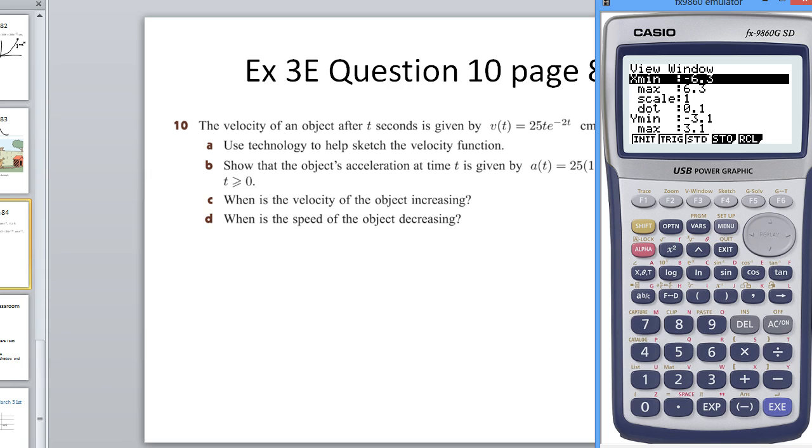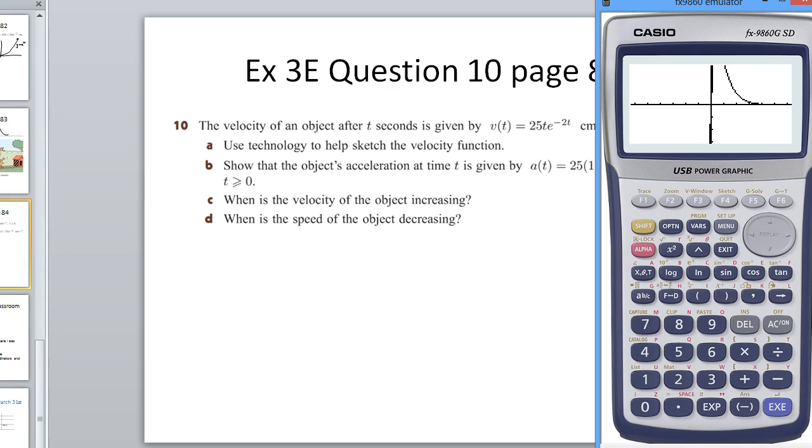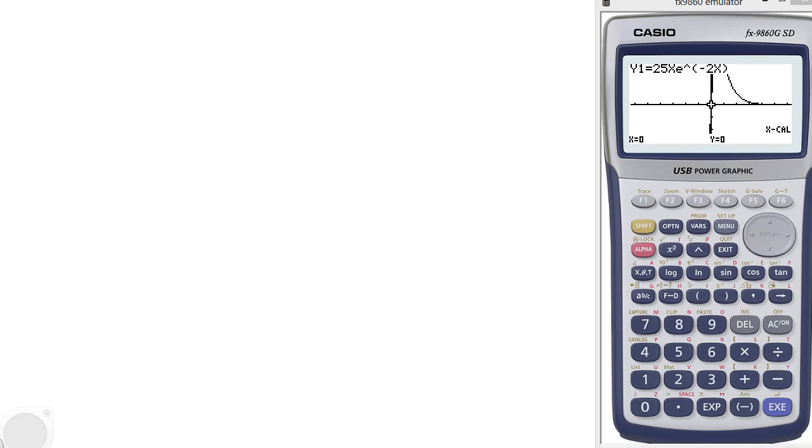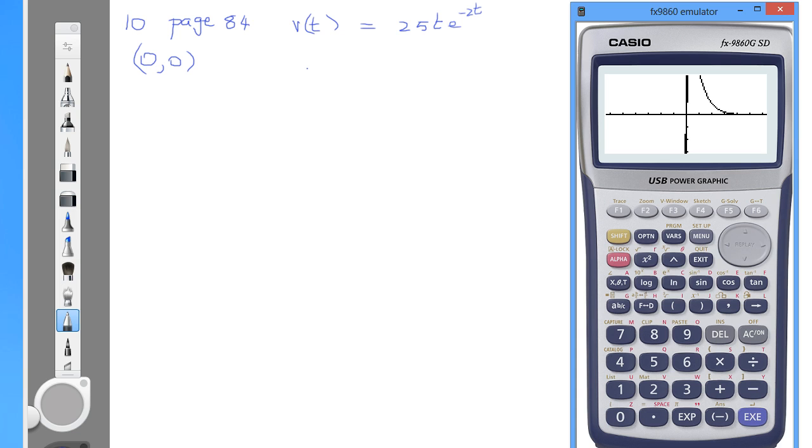I'm not thinking that view window will be suitable, but if you draw the function, even if I can't see it very well, I've drawn it. Now I can go Shift G solve and I can find some values of y. So if I calculate when x equals 0, it will tell me that y is also 0. So let's just put a couple of these points down. So we've got 0, 0 as a point, and the domain is greater than or equal to 0.